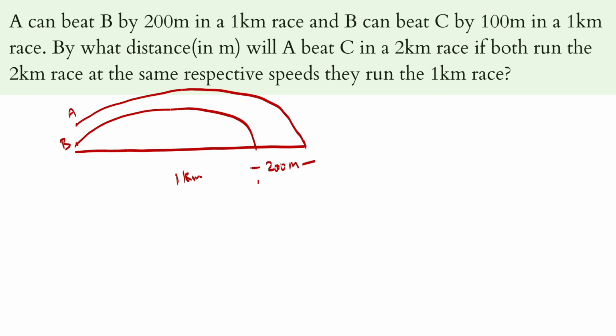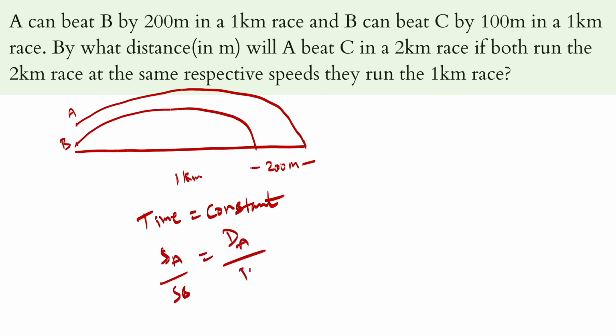So here we know that time is constant in the concept of races. A and B take the same time, but A completes 1 kilometer, and for the same time B completes 800 meters. Now as time is constant, we can say that speed of A by speed of B is equal to distance covered by A by distance covered by B. We know distance covered by A is 1000 meters and distance covered by B is 800 meters, right? What is the ratio here? 10 by 8. So the ratio of speed of A and speed of B is 10 by 8. We can also further simplify. Let's keep this aside. And in the second case, what is given?